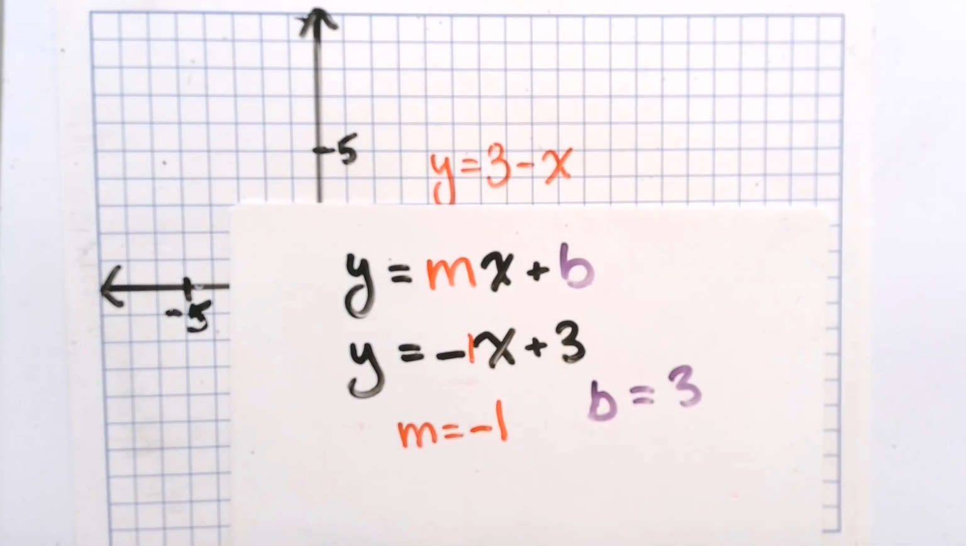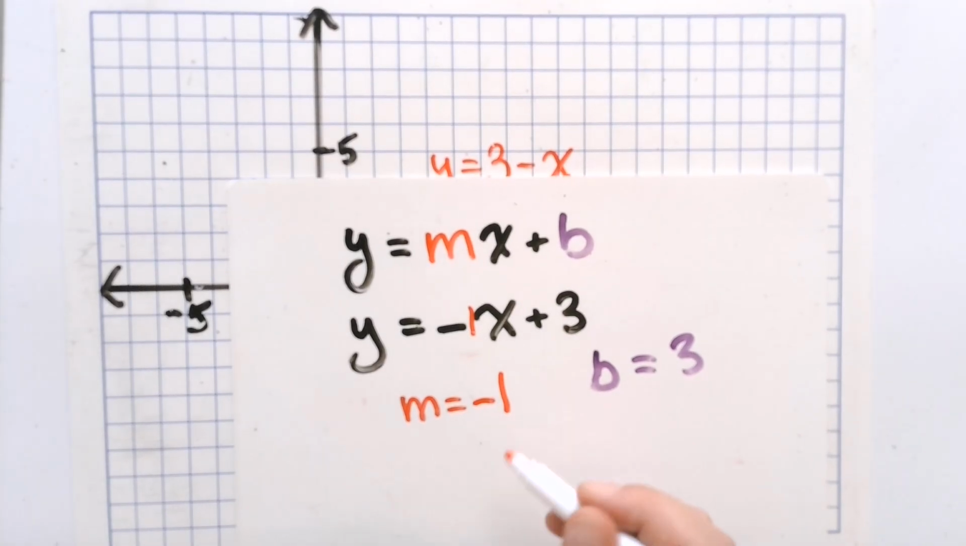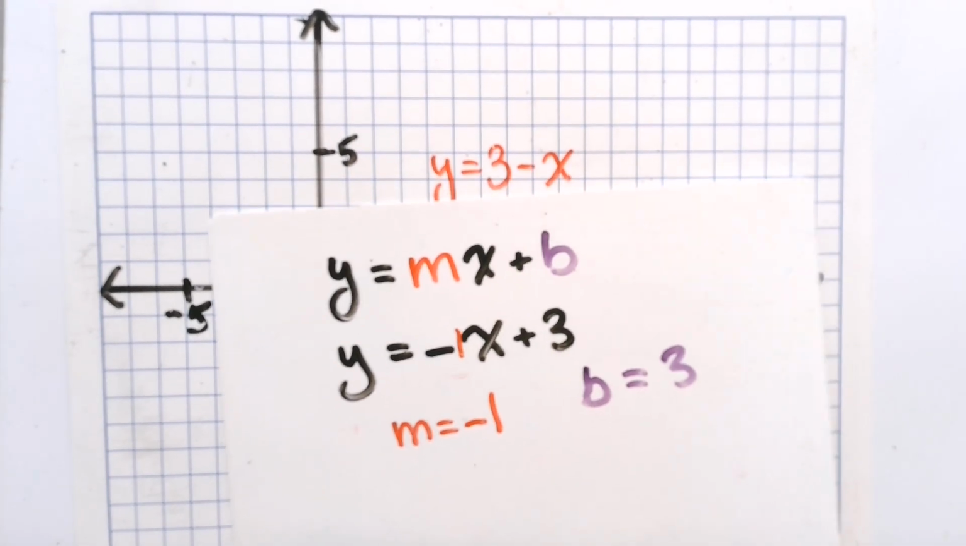So it's negative 1. And when I have a slope of negative 1, I can think of this as my rise over run. So I'm going to be going down 1 over 1, down 1 over 1, down 1 over 1. Okay, so let's see what that would look like on a graph.